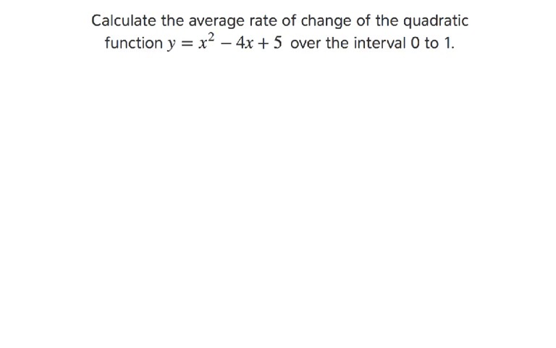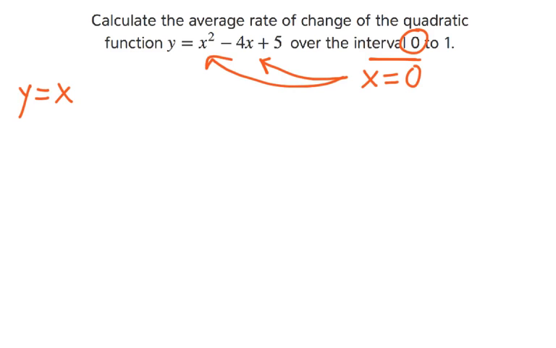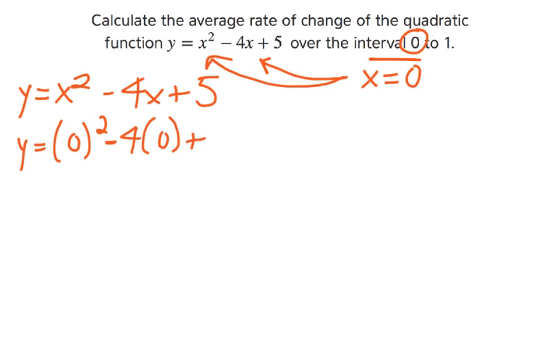So to start, let's go ahead and calculate the values of x and y at the lower boundary of 0 first. Okay, so what that's going to mean is when x equals 0, let's plug that in and see what we get for y. Okay, let's do it over here. So the function is y equals x squared minus 4x plus 5. I'm plugging in 0 as my x, so I get y equals 0 squared minus 4 times 0 plus 5.